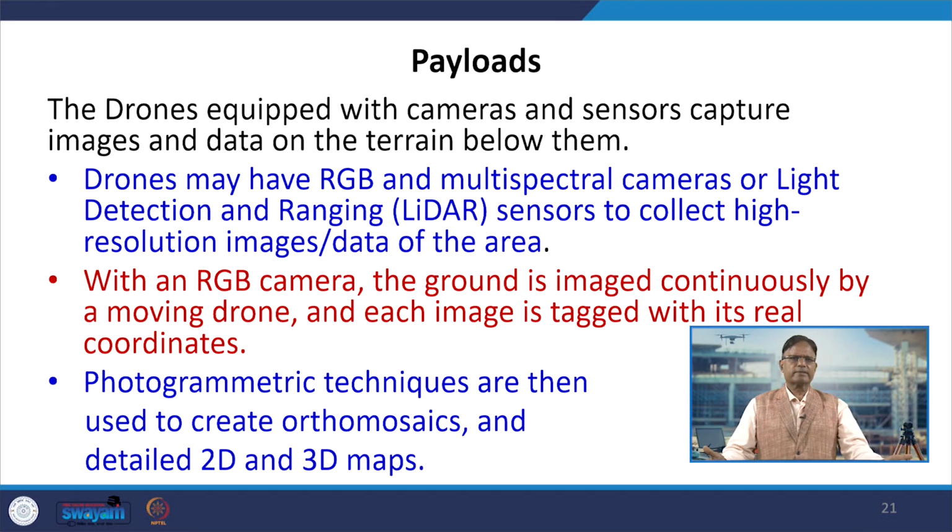So, a drone may have, for example, an RGB camera system or multispectral camera system or LiDAR sensors to collect high resolution images or 3D point cloud data. With an RGB camera, the ground will be imaged continuously by a moving drone, and each image will be tagged by its real coordinates with the help of the GPS. Then photogrammetric techniques are used on the images to create either orthomosaics, or detailed 2D or 3D maps.